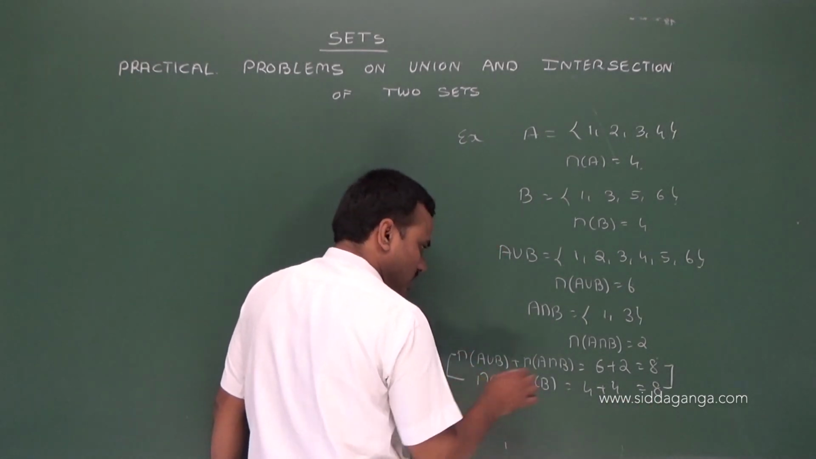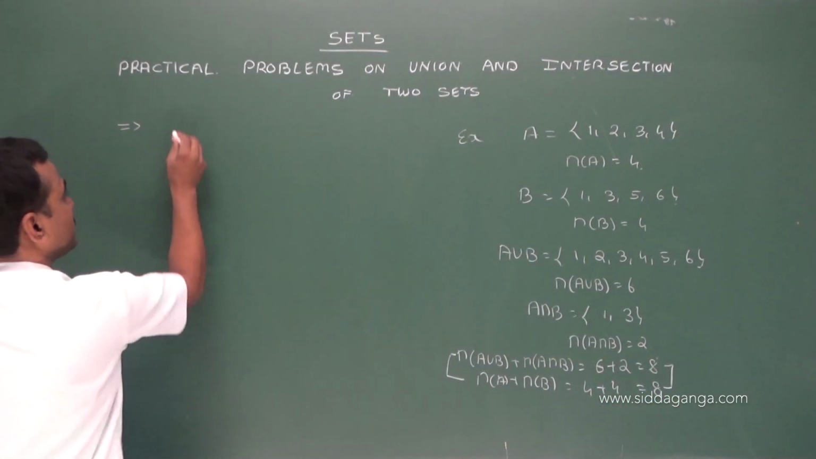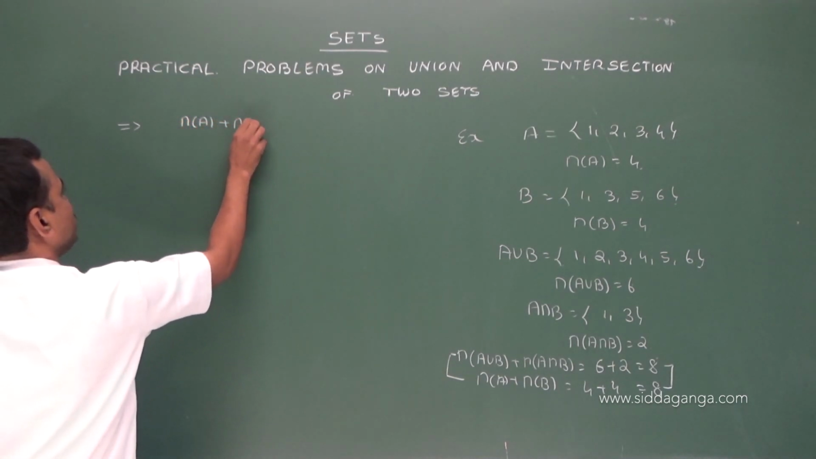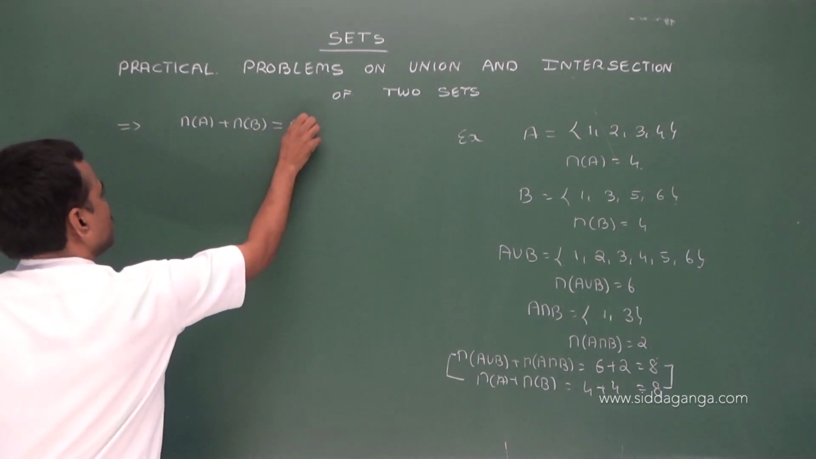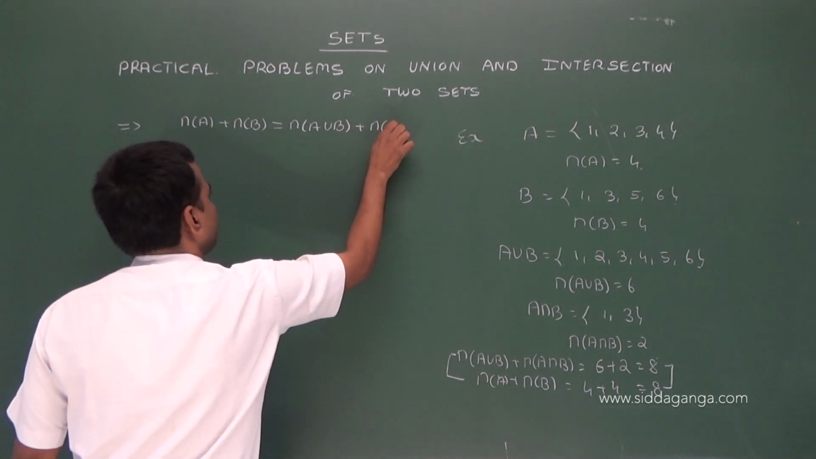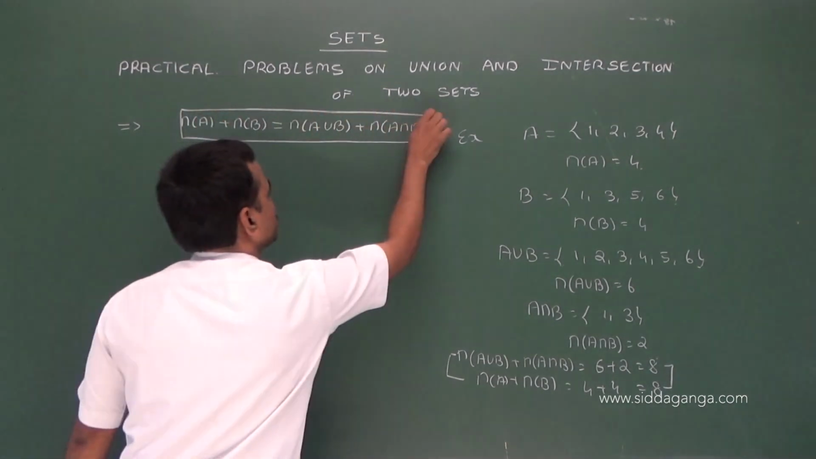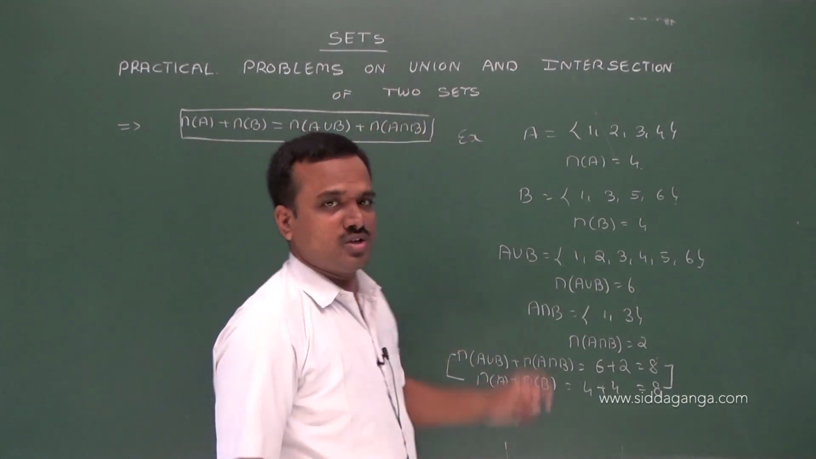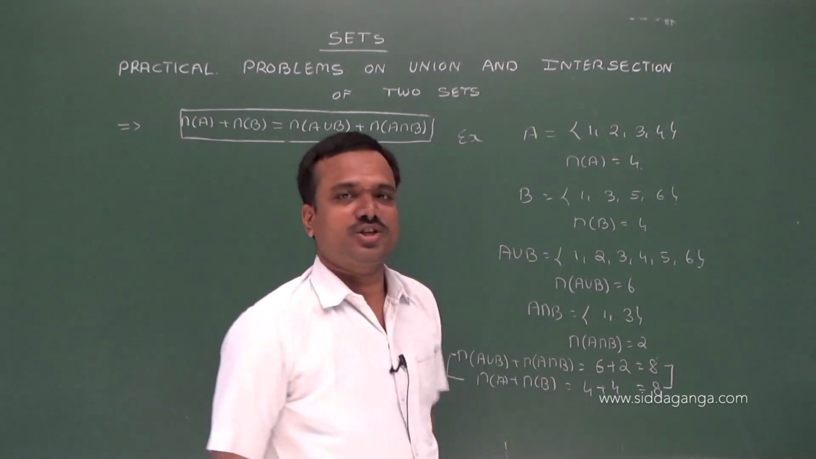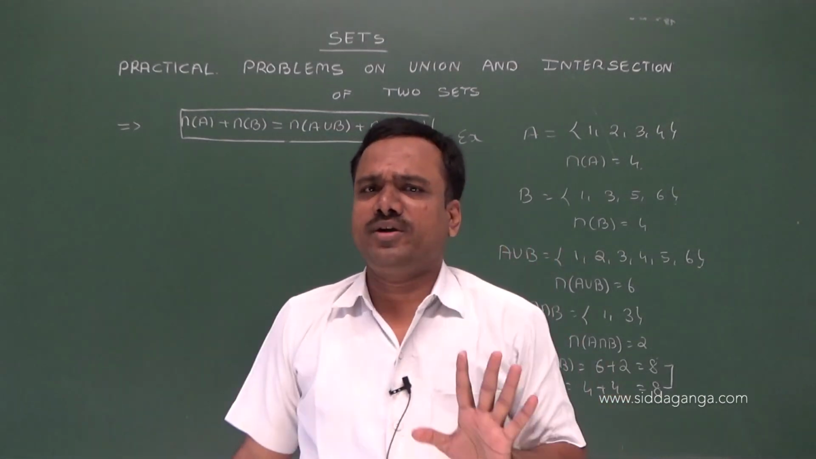From these two, the RHS is the same, which implies the LHS is also the same. n of A plus n of B is always equal to n of A union B plus n of A intersection B. This is a formula. We use this formula to solve some application oriented problems with respect to union and intersection of two sets. Remember, this is a very important formula.